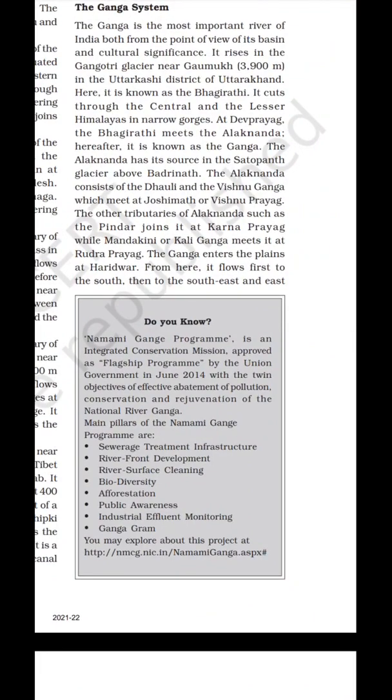Do you know, the Namami Gange program is an integrated conservation mission approved as a flagship program by the Union government in June 2014 with the twin objectives of effective abatement of pollution, conservation and rejuvenation of the national river Ganga. Main pillars of the Namami Gange program are sewerage treatment infrastructure, riverfront development, river surface cleaning, biodiversity, afforestation, public awareness, industrial effluent monitoring, Ganga Gram. You may explore this project at this site.